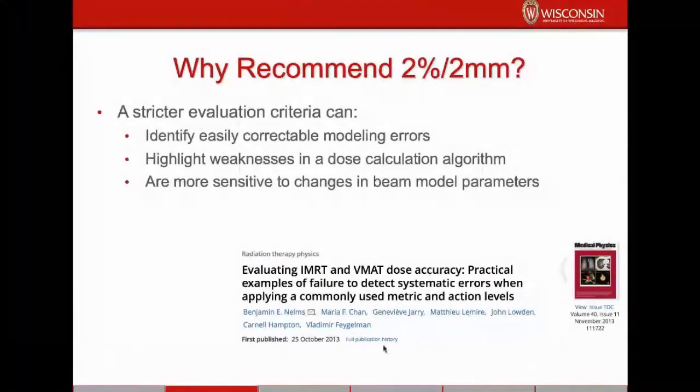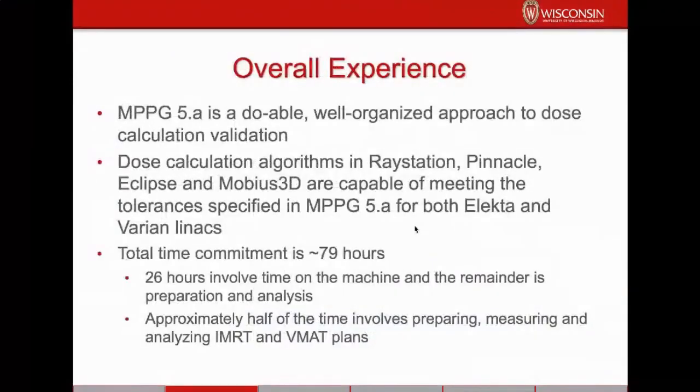One great example is this paper by Ben Nelms and his colleagues. What this paper found is they presented 7 different examples of where changing your dose analysis method or tolerances could easily identify correctable modeling errors or highlight weaknesses in the beam model. In general, the tighter the criteria, the more sensitive your measurements will be to changes in beam model parameters, so it makes it a little bit easier to tune your model as well.